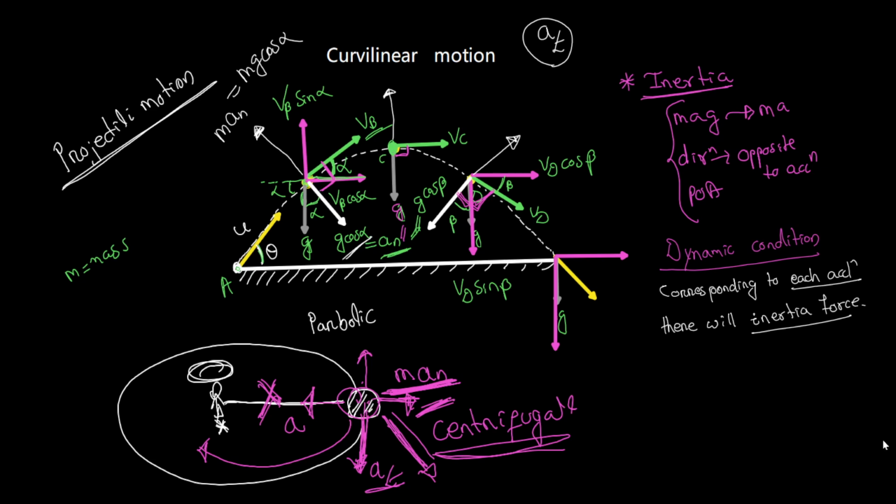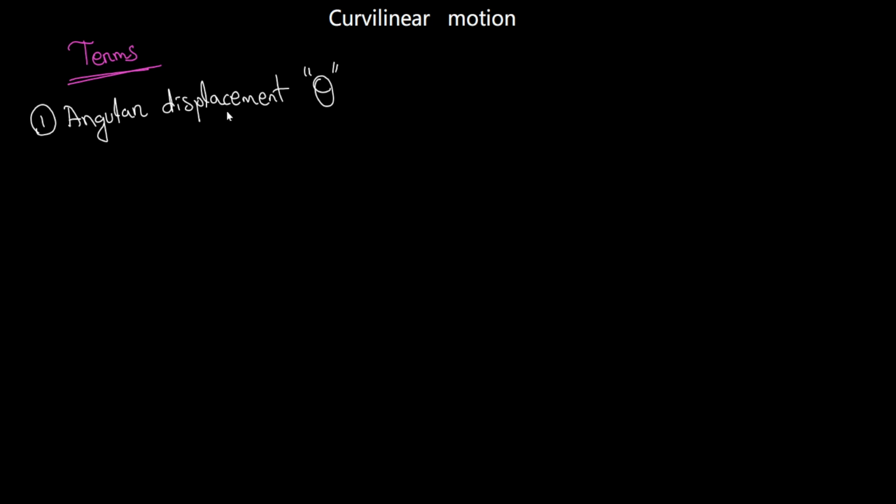Now we will discuss the terms which are related to this. We'll start as we have discussed in the rectilinear motion. Here also the first term is called angular displacement. What is angular displacement? This is represented as theta, angular displacement. This is nothing but the angle turned by a particle in circular motion.